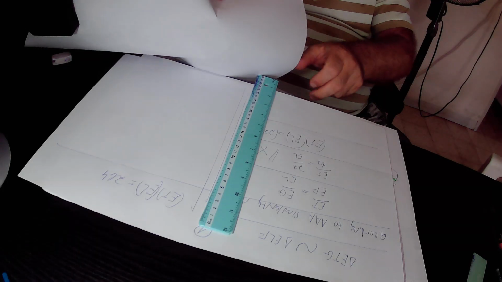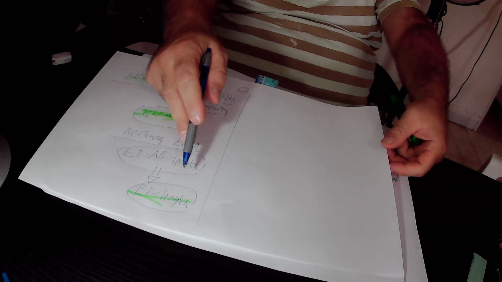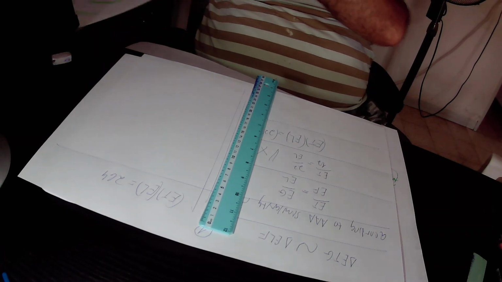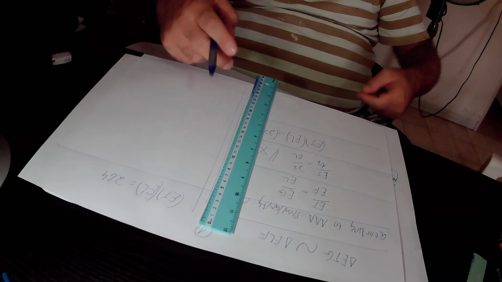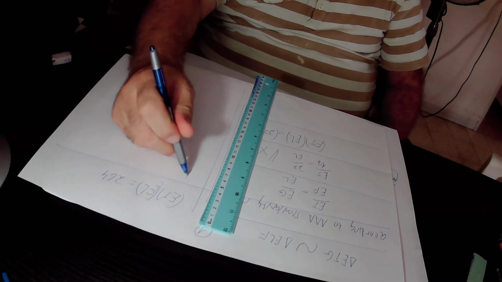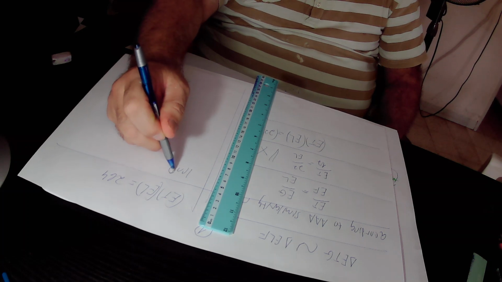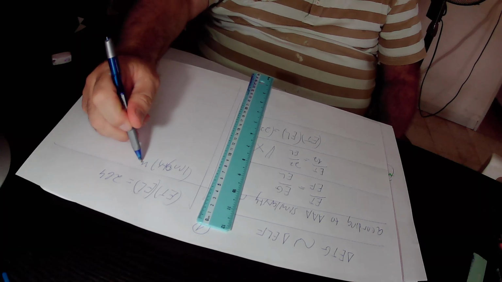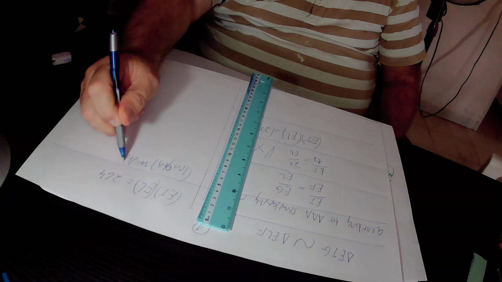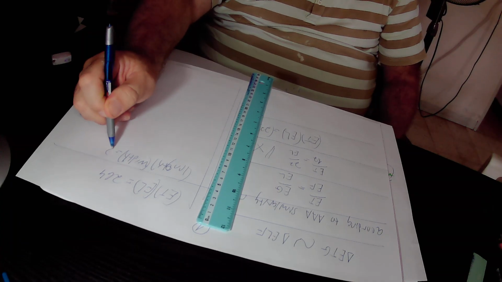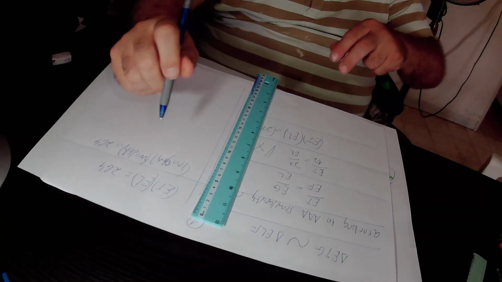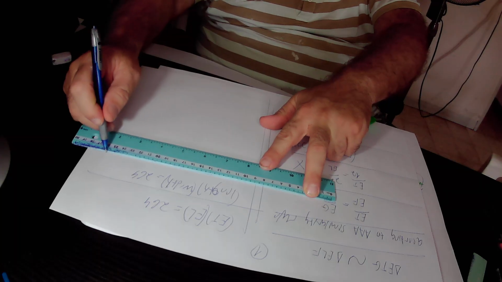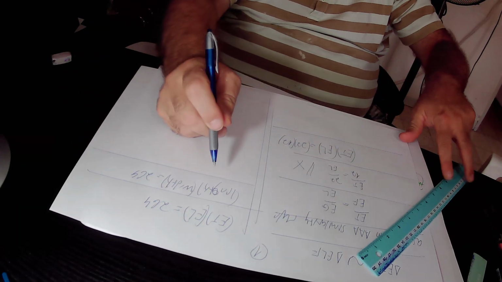But we already found out that ET is the length of rectangle ABCD and EL is the width. So we substitute ET in this equation by the length and we substitute EL by the width, and it equals 264. So in total we found out that the length of rectangle ABCD times the width is equal to 264. The length times the width is of course the area of rectangle ABCD.